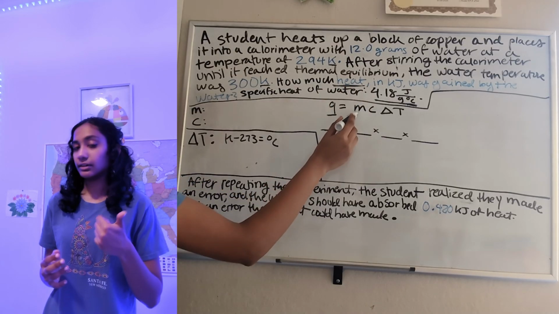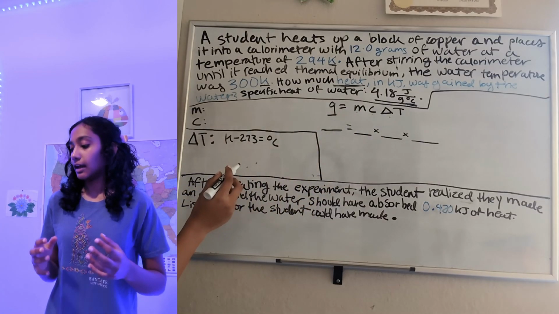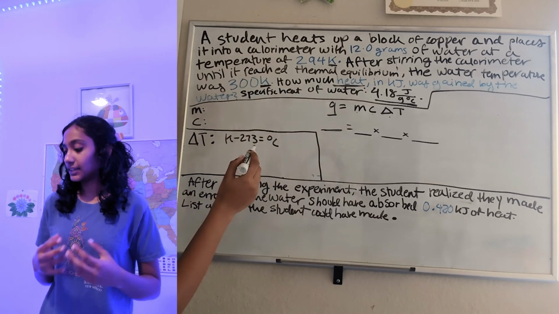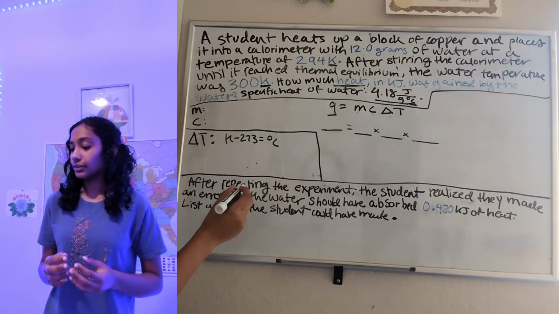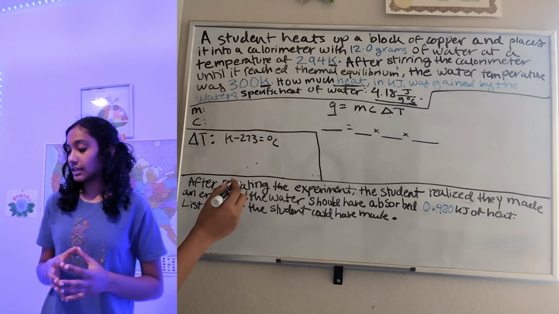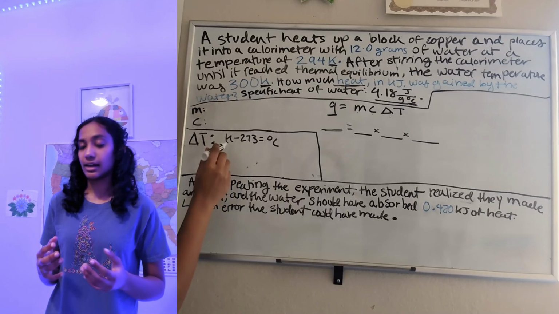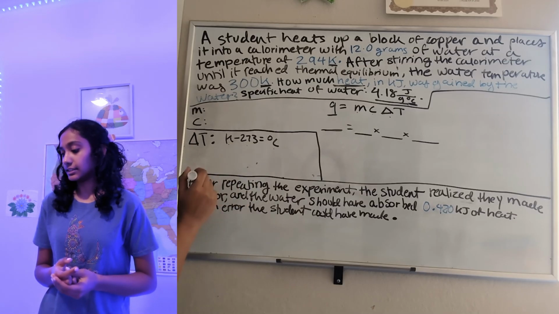gives us the mass of the water, its specific heat, and both its final and initial temperature. However, the temperatures are given in Kelvin, and the specific heat is given in joules per gram degree Celsius. In order for the units to match, we have to convert the temperature into degrees Celsius. We know from our formula sheet that the temperature in Kelvin minus 273 equals the temperature in Celsius.